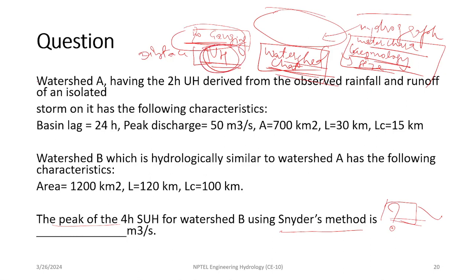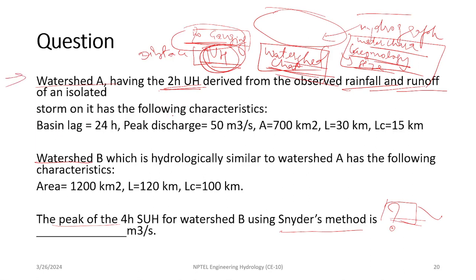So this question has provided two watersheds: watershed A and watershed B. For watershed A, we have the 2R unit hydrograph, so the hydrograph information we got. How did we get it? From the rainfall and runoff relation. By utilizing this information, we have already derived the 2R unit hydrograph. So these things are known for watershed A.